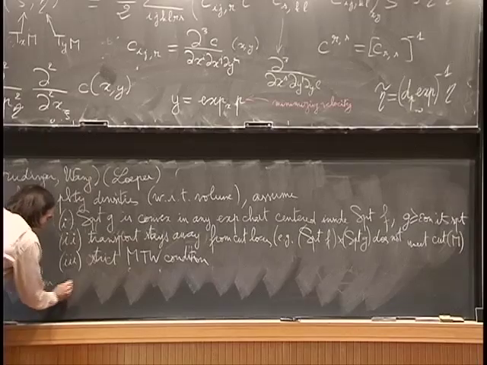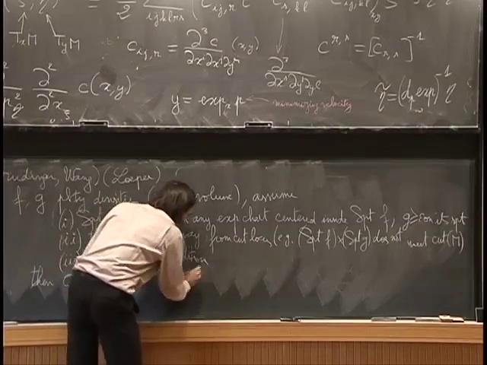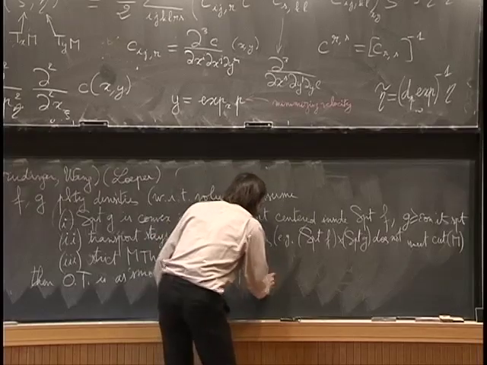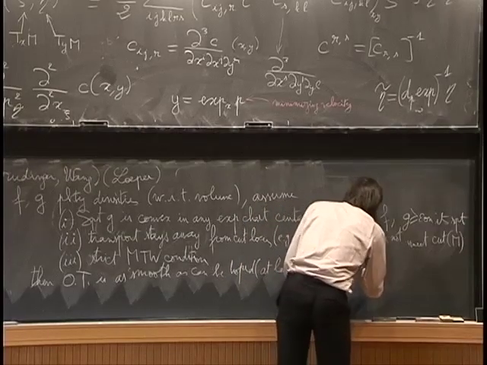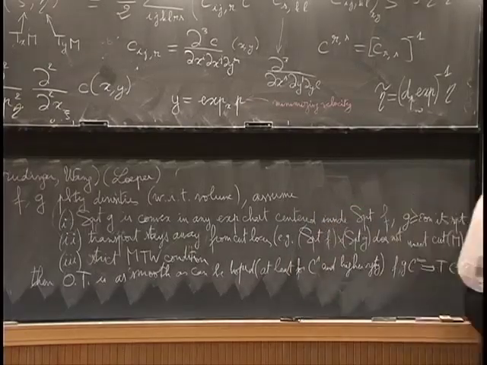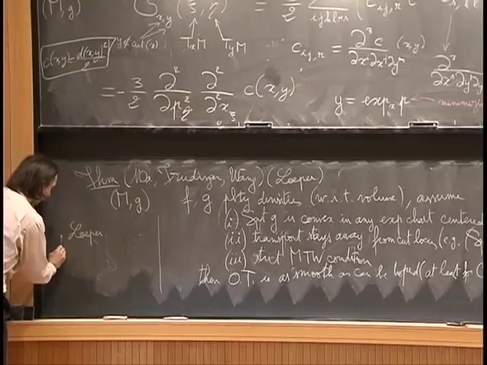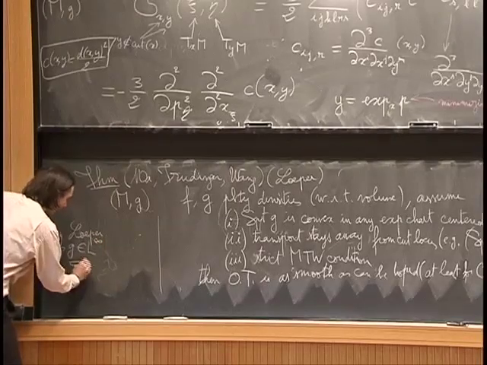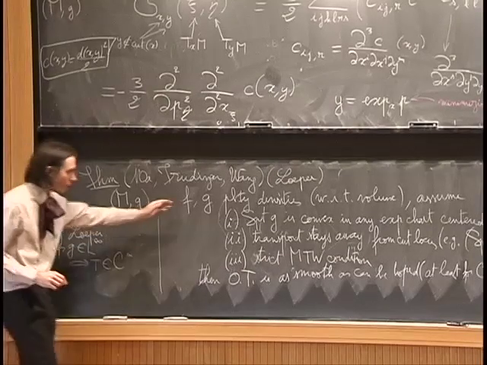Then the optimal transport is basically as smooth as can be hoped, at least for C1 and higher regularity. So in particular, if F and G are C-infinity, then the transport is C-infinity. And the result of Loeper, a non-smooth result, will tell you if f and g are bounded at infinity, then the transport will be Hölder continuous, under the same kind of assumptions 1, 2, 3.